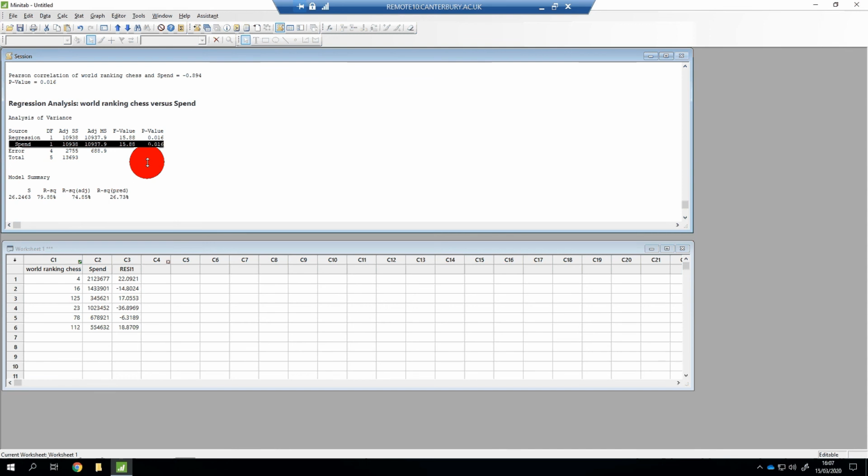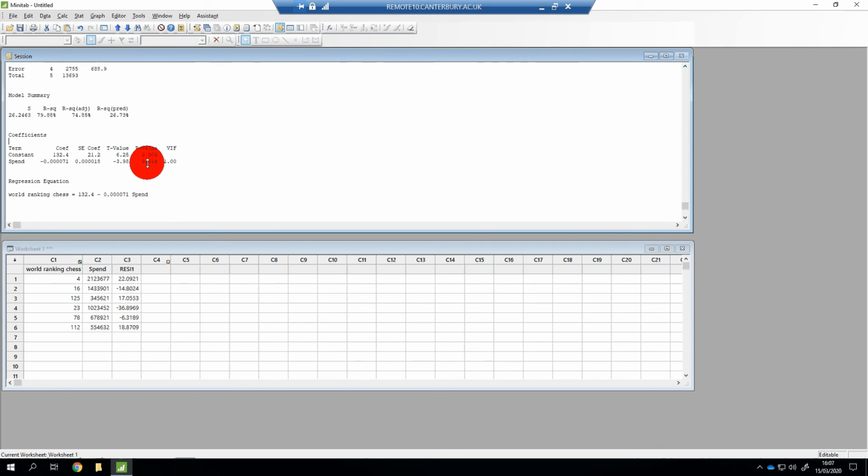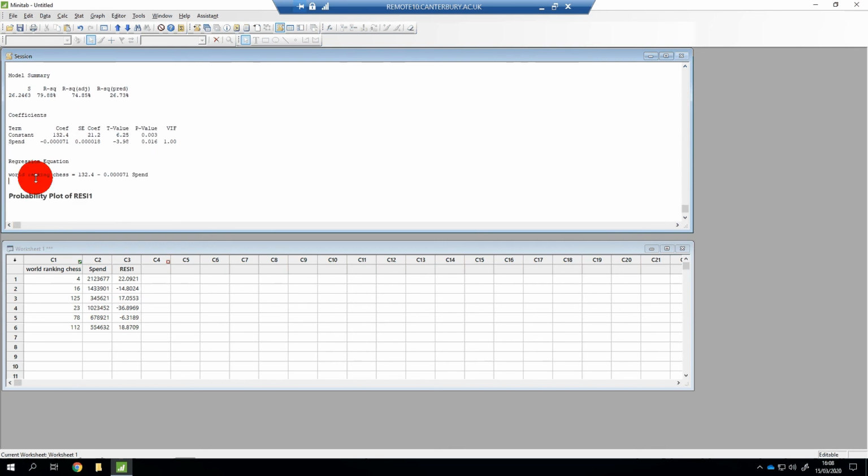The regression analysis draws a trend line through the data. So you know how you fit a straight line through the data in a scatter plot? That's what the regression analysis does. And the equation for that is down here. It says regression equation. The world ranking in chess, so the value on the y-axis, y, equals 132.4 minus 0.000071 times the spend. That's the regression equation.